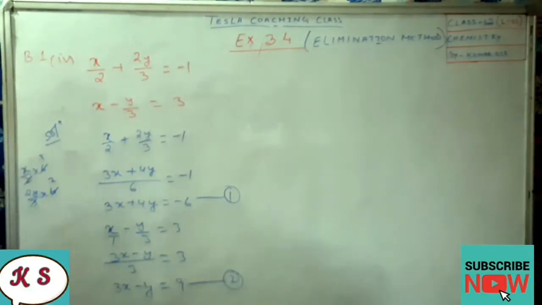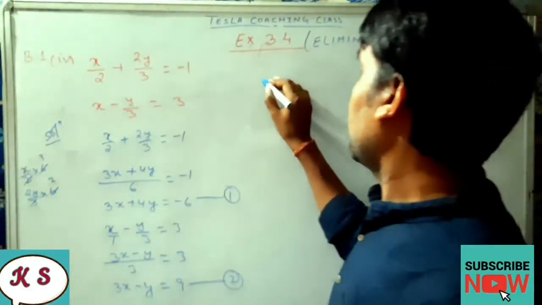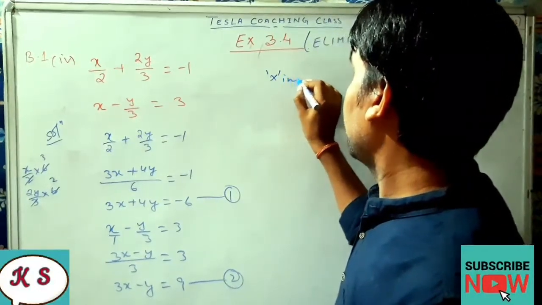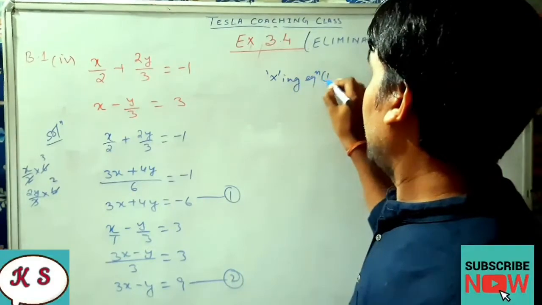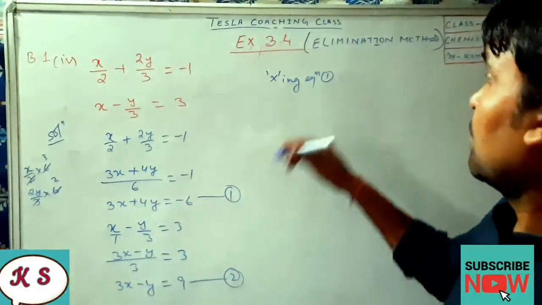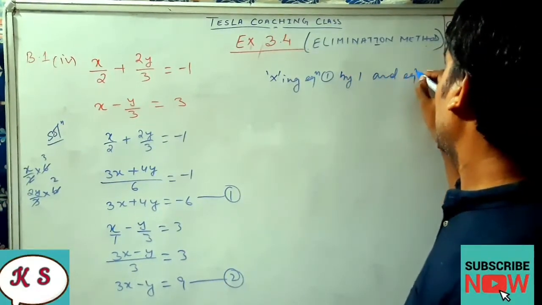So as you can see here in equation number 1 and equation number 2, you can clearly see that in equation number 1, 4y is positive, and in equation number 2, the y term is negative. So here these two terms we are going to make equal. So for that, what we are doing, multiplying. What is the coefficient of y in equation 2? 1. So you will multiply equation 1 by 1.